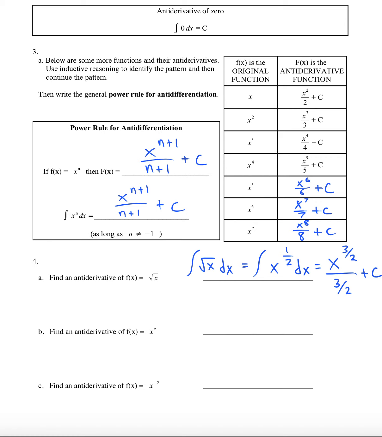Now we could simplify that if we wanted, and sometimes it is just sort of nice to simplify it. Makes it easier to work with. So instead of dividing by a fraction, we'll multiply by its reciprocal, right? So our final answer could be x to the 3/2 times 2/3.